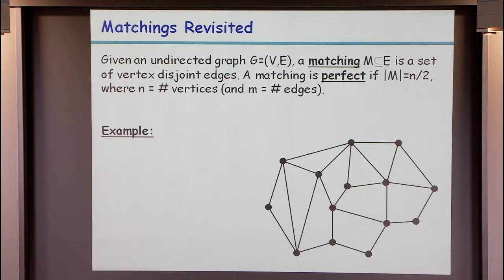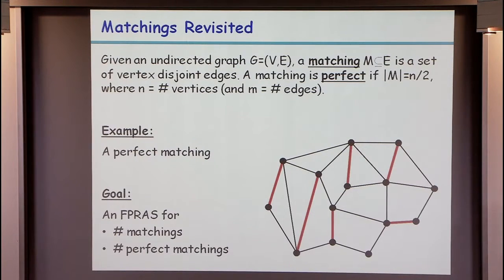So let's revisit matchings. I defined matchings last time, but in case there is somebody who wasn't here before, a matching is, I have a graph, I have a set of edges that are vertex disjoint, and a matching is called perfect if all of the vertices have an adjacent matching edge. And last time we talked about if we know how to sample matchings, we know how to approximately count them. Okay? So the goal that we want now is to just figure out how to sample matchings.